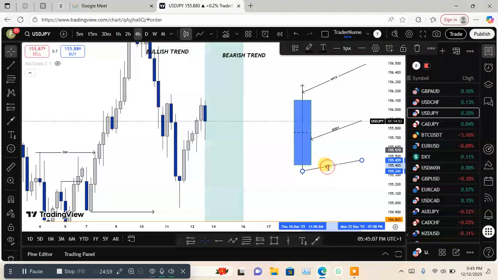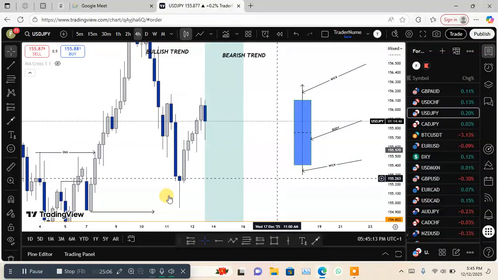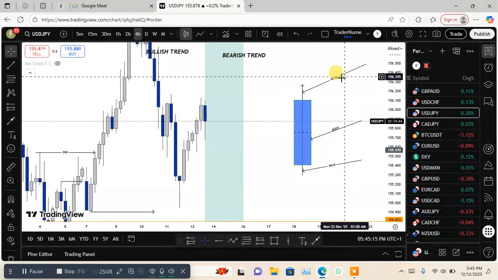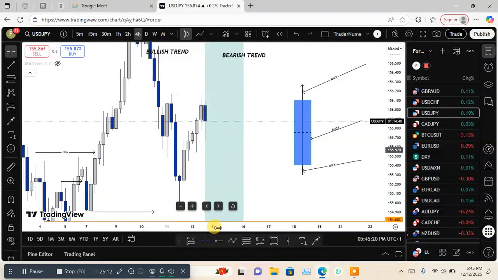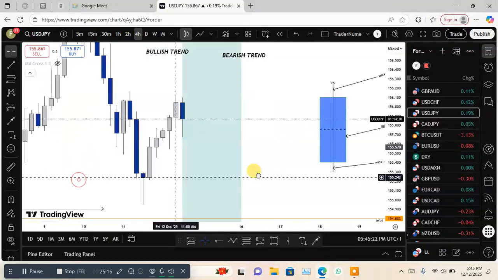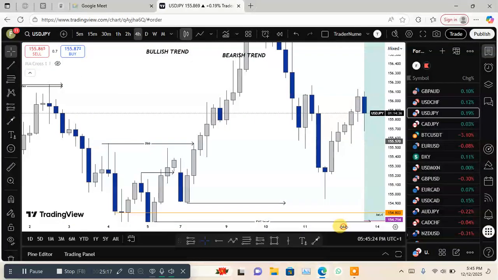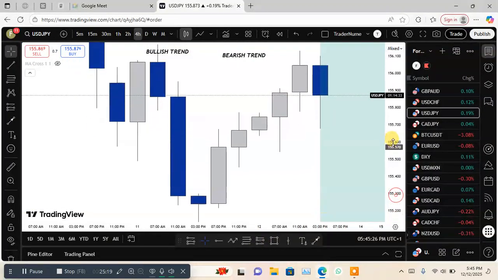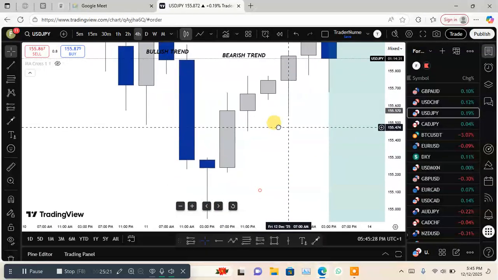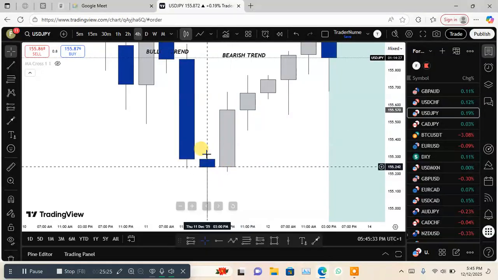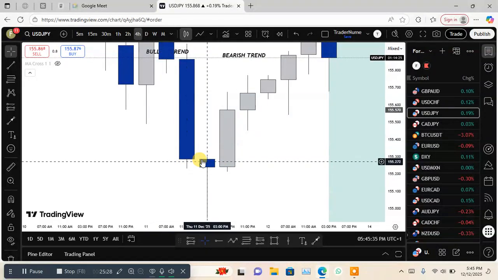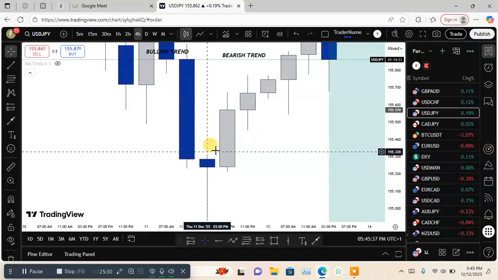Now I'm not going to go into too much detail of how these form and how the other one forms. But just know that what you're seeing here, this is the wick, this is the body, this is the wick. I will expand the main candle for you to see. This is the wick, this is the body, this is the wick.